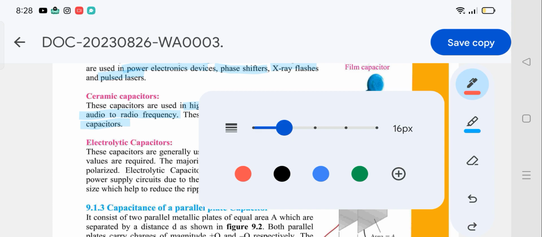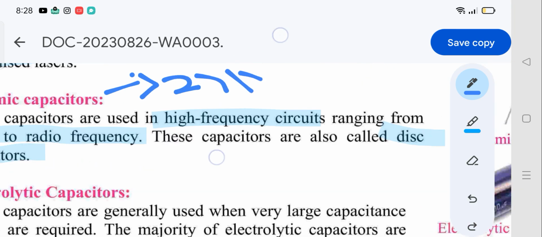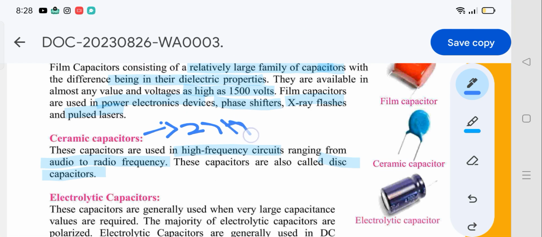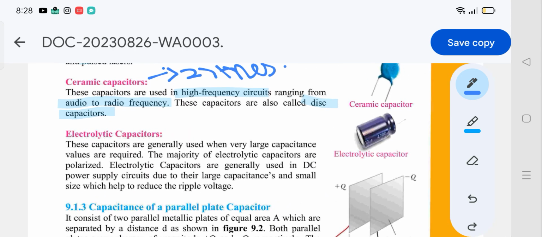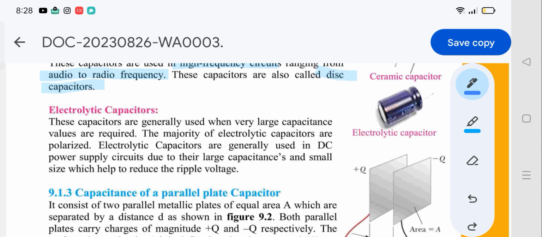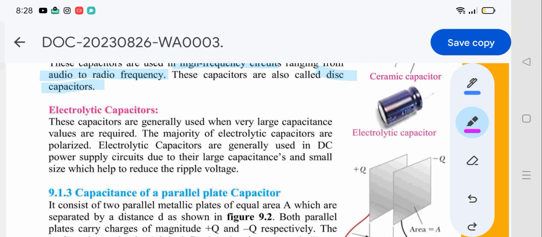Let me write that here so that it can be more clear to you, right? It has basically two names, right? So now we have the electrolytic capacitor, last but not the least, right? These capacitors are generally used when very large capacitance values are required.